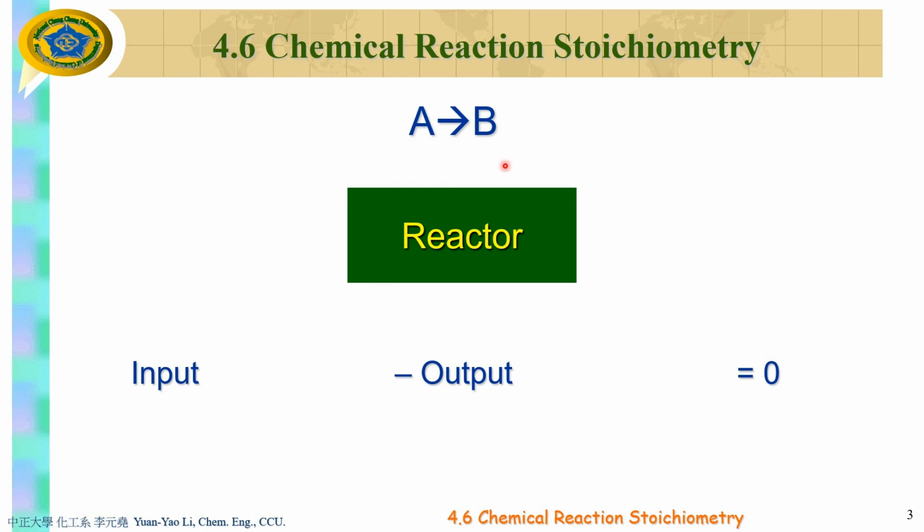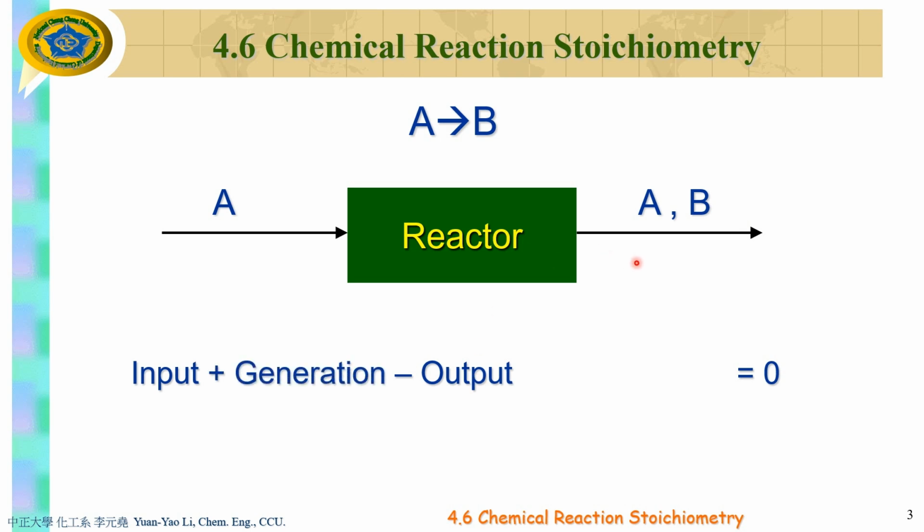A will become B. So A in and B out. Of course, if we don't have enough time for the chemical reaction, you might release some of the A reactant out, so you might have A and B. As a result, input equal to output, you will generate B, and you will consume some A. And if this is not a steady state, you have a term here which is accumulation. But if this is a steady state process, accumulation will equal 0.